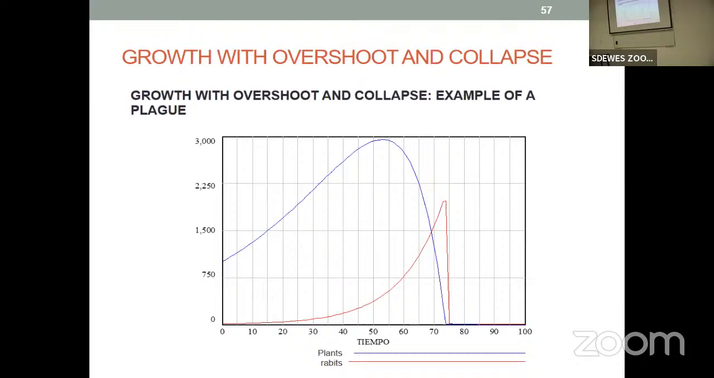So they eat a lot of food. The decrease of food is very quick. At the beginning, the rabbits still grow a little bit because at this moment they still have food, even when it is decreasing. But when the food decreases, they cannot support so much scarcity of food, and they die abruptly. So there is a collapse of the population.